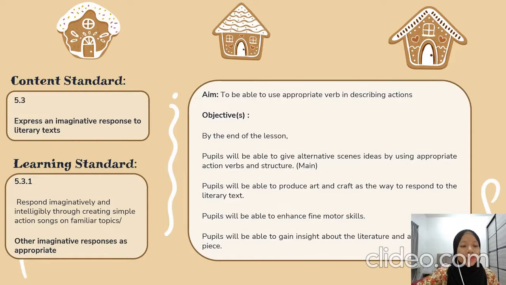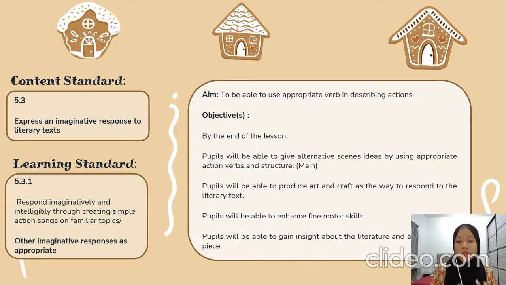Next one. Okay, so the content standard for this particular lesson is 5.3, which is to express an imaginative response to literary text, and the learning standard is 5.3.1, where the pupils need to respond imaginatively and intelligibly through creating simple action songs on familiar topics or other imaginative responses as appropriate. So we can see that the content standard and learning standard really emphasize creating or responding to the text imaginatively.